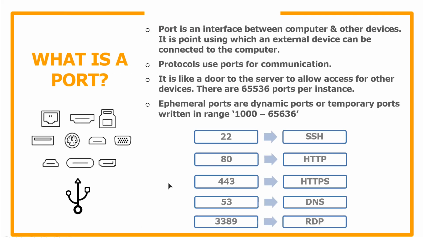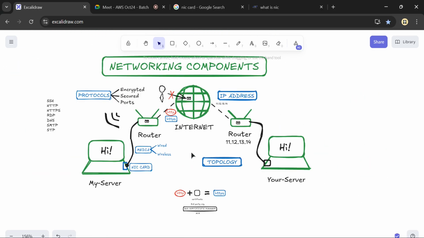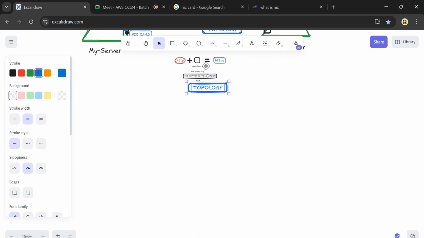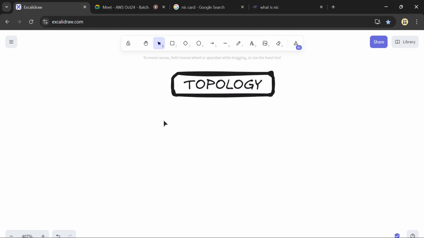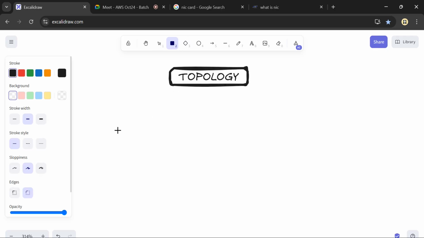Before understanding IP addresses, let's understand what a topology is. Topology is nothing but the arrangement of devices, or how the devices are connected to each other. Now again, this is not important from the interview perspective. Nobody will ask you to explain the topology, but you should be aware of how the devices are connected to each other.